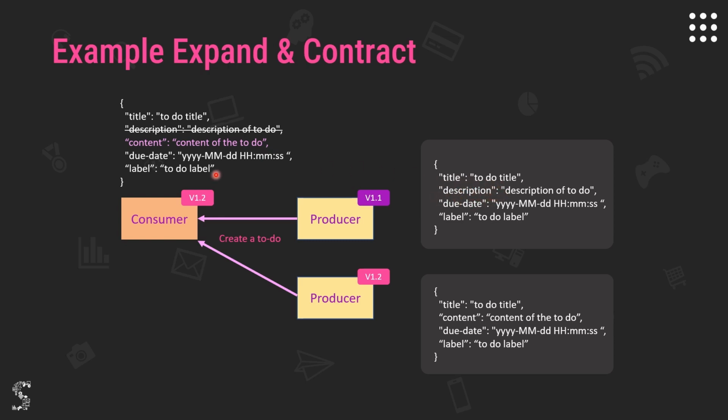Right. So in the consumer code logic, expanding the payload means that the consumer is still able to recognize two kinds of requests: the request with the field name descriptions and the request with the field name content. And then once all the producers have upgraded their version to 1.2, the consumer will deprecate or decommission the field name descriptions.